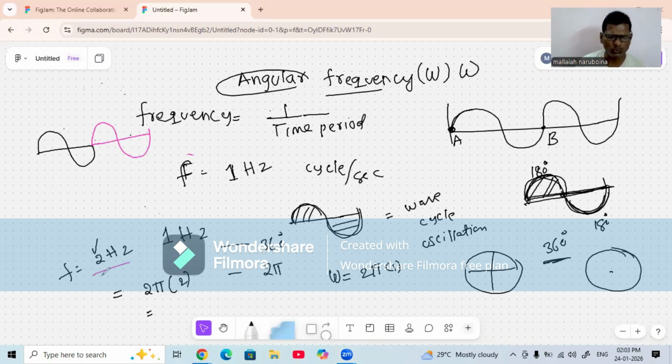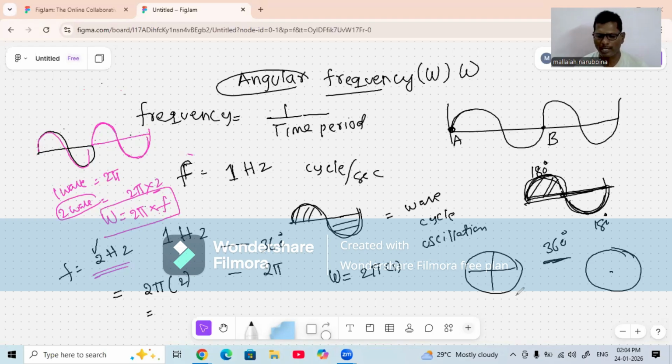Suppose frequency is 2 Hz, right? Here 2 waves are here. In 1 second, 2 waves are produced. So this is first wave, black color first wave, and in pink color, this is another wave. So 2 waves are produced. 1 wave is equal to 2 pi radians. So 2 waves is equal to how many 2 pis? 2 pis. So we can write omega is equal to 2 pi into this 2, what is it? 2 waves, the number of waves in 1 second. So that is frequency. So the formula for omega, angular frequency, is 2 pi f.